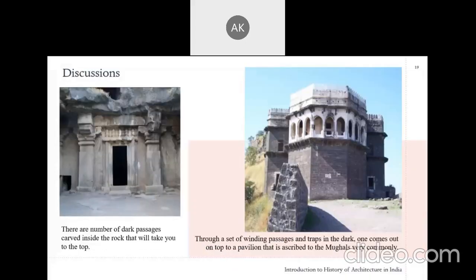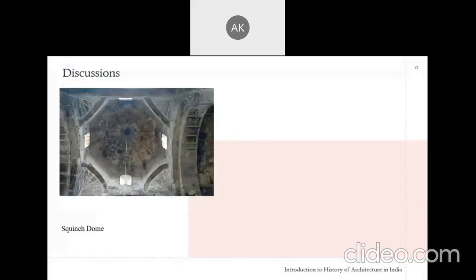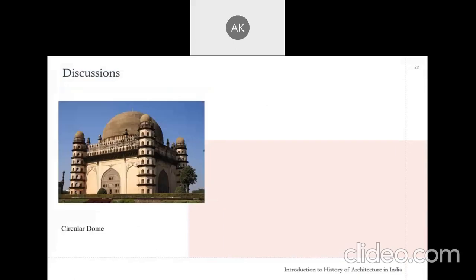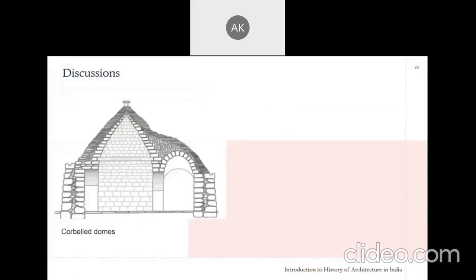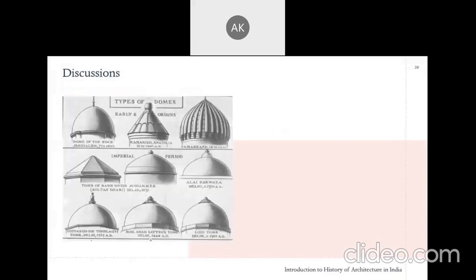This was regarding the security features of Daulatabad Fort. Then the types of domes we have learned, like the squinch dome, the circular dome, the corbel dome, and the arch dome. Other types of domes are pointed, hemispherical, segmental, faceted, hemispherical, and cloisters on squinches. These are the types of domes during different periods, like the early and imperial periods.